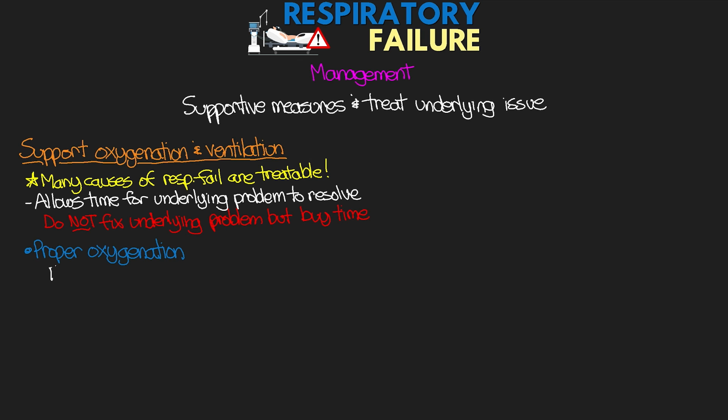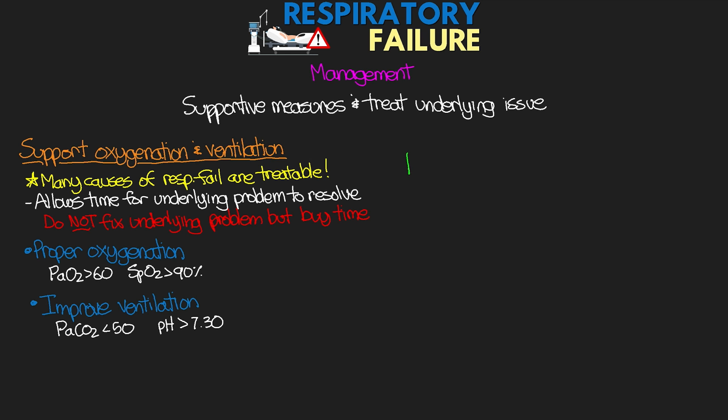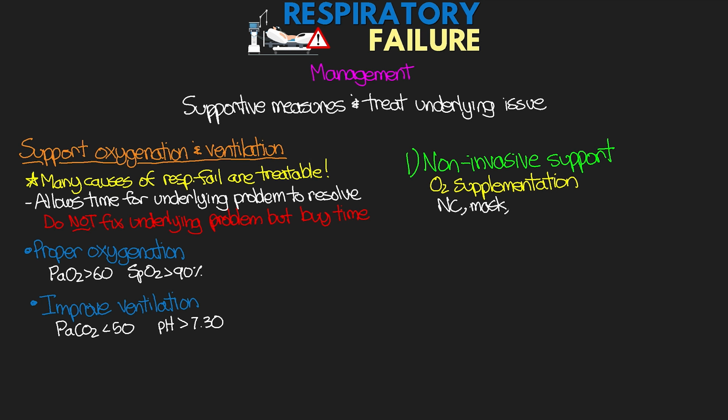Again, our goal here is a PaO2 greater than 60 and/or an oxygen saturation greater than 90. And using a pulse ox for continued monitoring is definitely going to be sufficient. Like I said, we also need to improve our patient's ventilation, and so here our goal is a PaCO2 less than 50, as well as having a pH that's greater than 7.30. And so first off, we have some non-invasive support that's available to us. So this is going to include things like basic oxygen supplementation, so regular nasal cannula, turning up the flow on there. You can do your different masks.